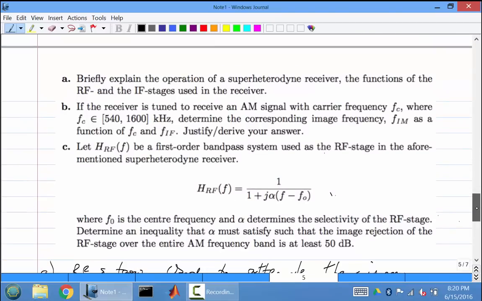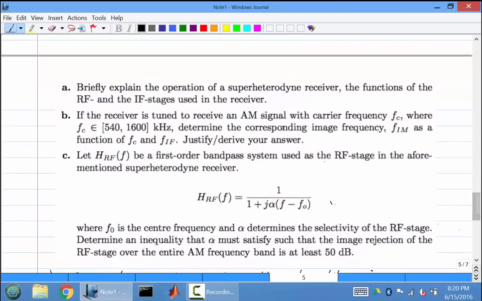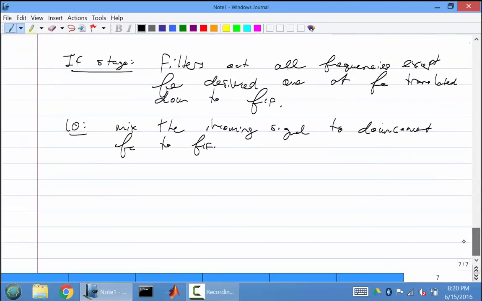Okay, that's good. So if the receiver is tuned for an AM signal with a carrier frequency FC between 540 and 1600, determine the corresponding image frequency as a function of FC and FIF. Justify your answer. Okay, that's fine. So the local oscillator is simply the carrier plus the intermediate frequency. Okay? So that's pretty much all that is over there.